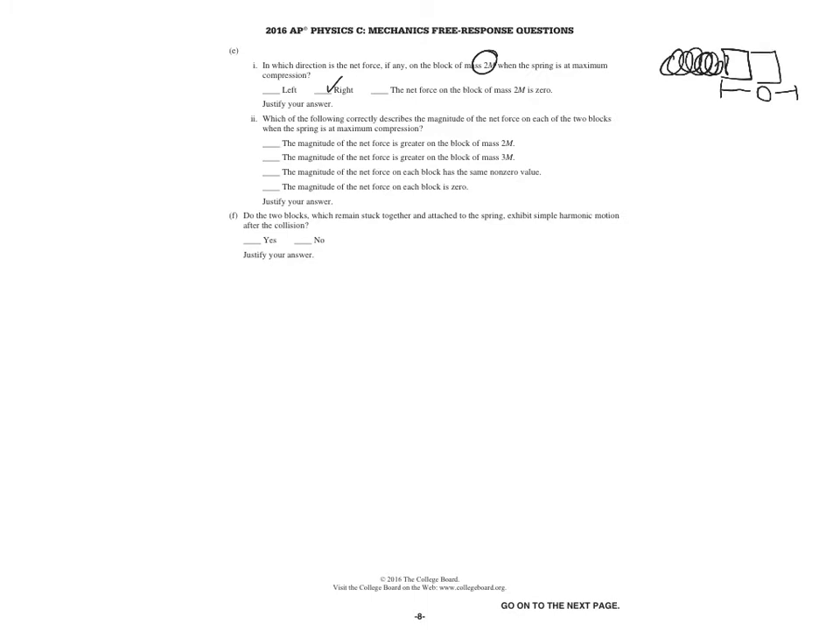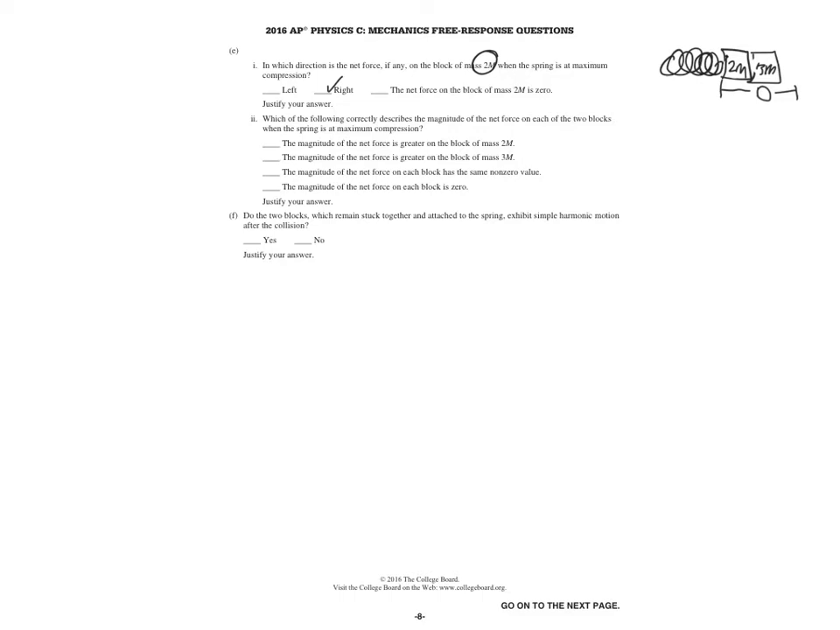So there is going to be, this is 3m, this is 2m. Whoops, sorry. I'm trying to find the eraser. This is 2m. This is 3m, right? Yeah.